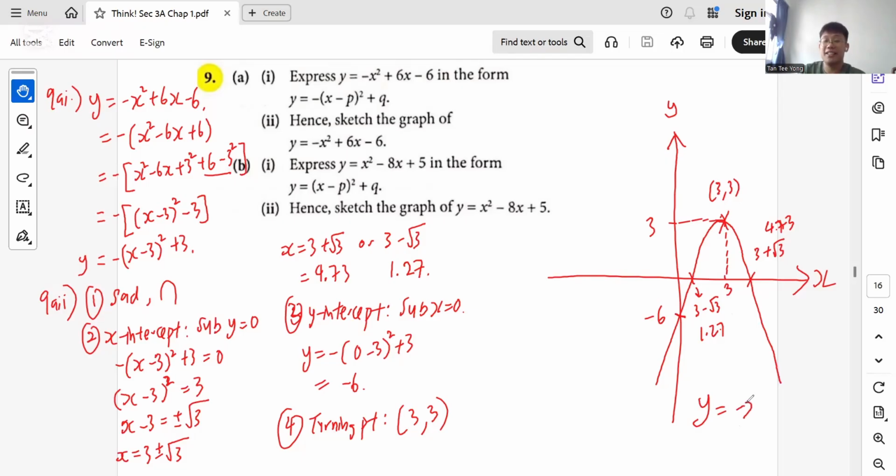Then just label y equals, 9a, negative x squared plus 6x minus 6. Okay, so I hope all these are very clear. I've been repeating the 1, 2, 3, 4 a lot of times already. So I hope everyone is very clear with how to sketch this type of quadratic graphs. Okay, this is it for question 9a.